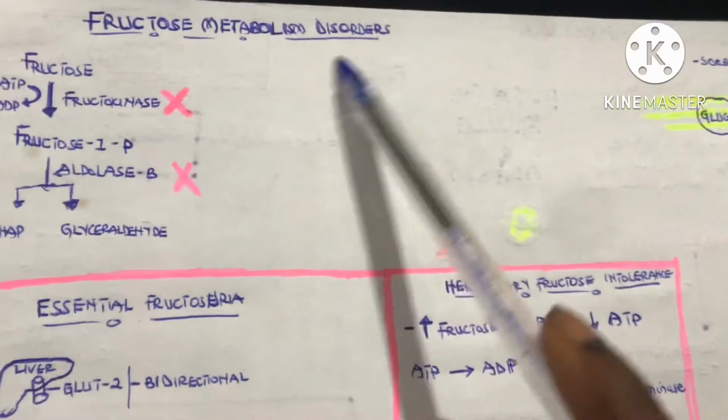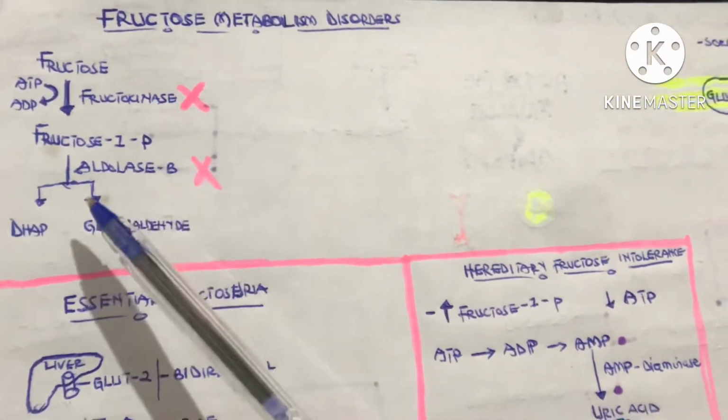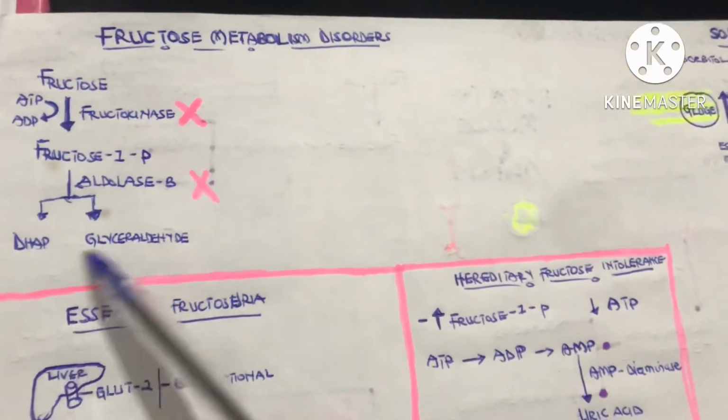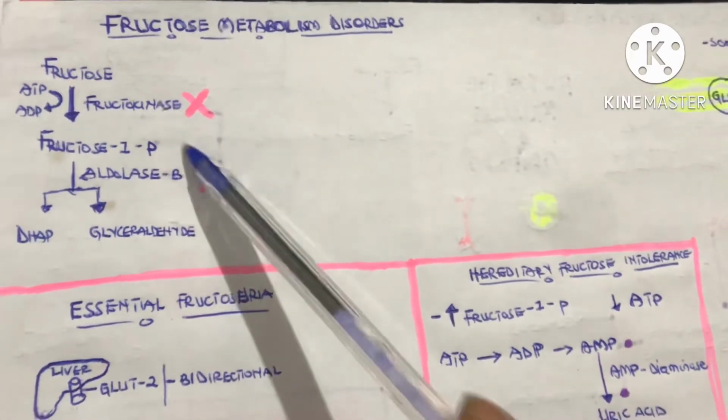So let's look at the fructose metabolism disorders. This is the pathway: fructose is converted to fructose 1-phosphate, which will be cleaved to dihydroxyacetone phosphate and glyceraldehyde. So these are the two key enzymes in fructose metabolism.